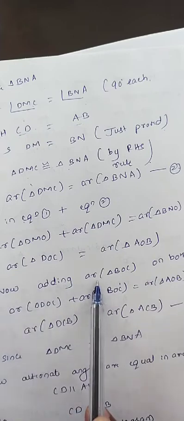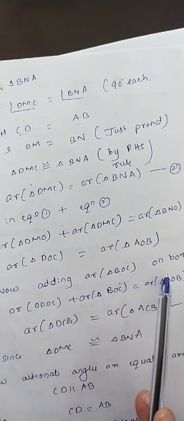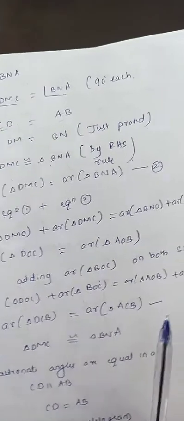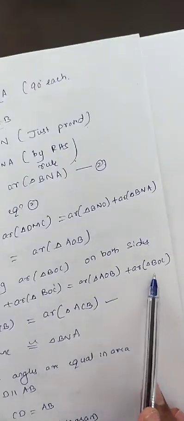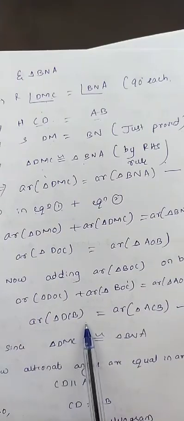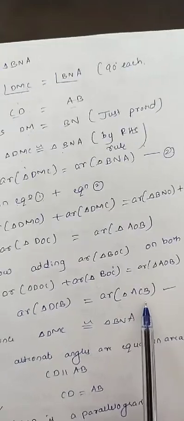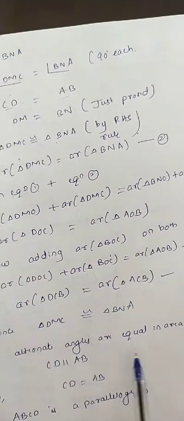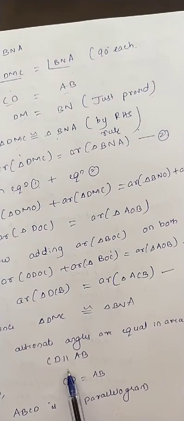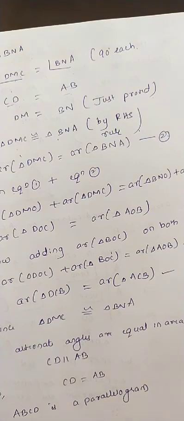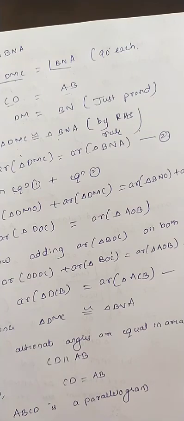Now adding area of triangle BOC on both sides, area of triangle DOC plus area of triangle BOC is equal to area of triangle AOB plus area of triangle BOC. Now if I add, I am getting area of triangle DCB is equal to area of triangle ACB. Since triangle DMC is congruent to triangle BNA, alternate angles are equal, that is, CD is parallel to AB, and also CD is equal to AB. So ABCD is a parallelogram. I hope you understood this problem.